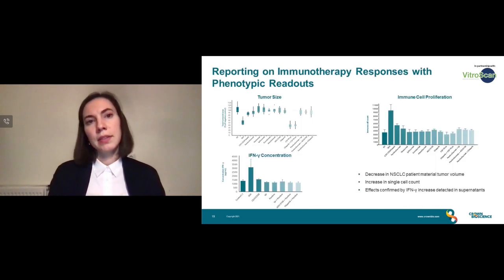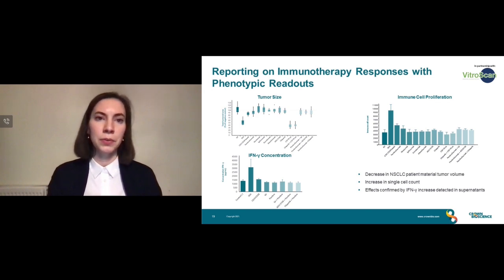When we put these phenotypic readouts into numbers, we can observe this kind of data where in this sample there was a very strong response to the SEA stimulation. So we have seen a drop in the total tumoroid area, and there was also a response to a CSF1R inhibitor with, again, a drop in the total tumoroid area.